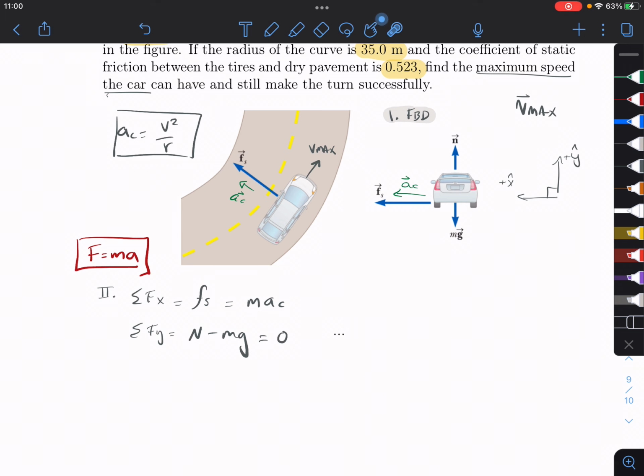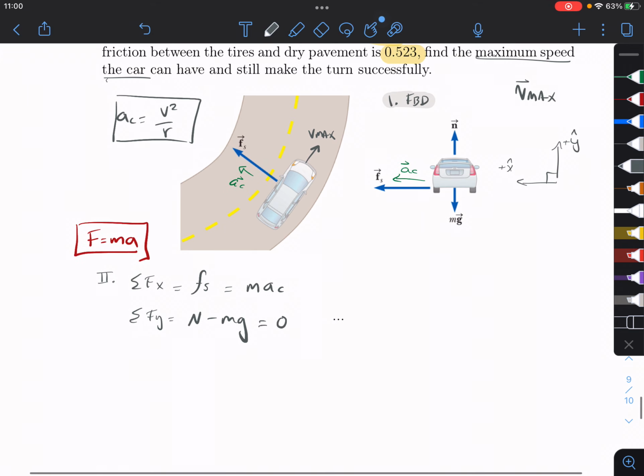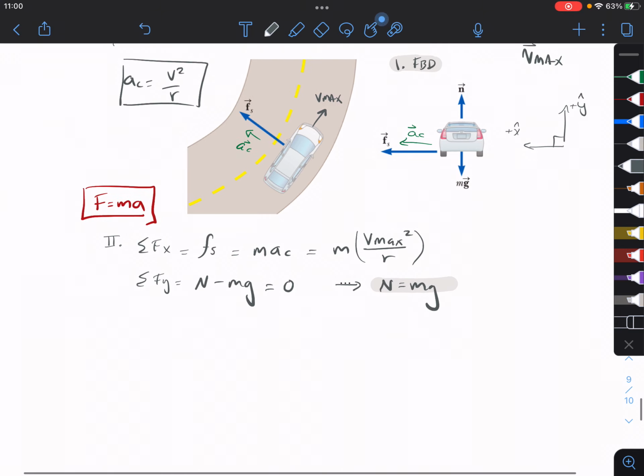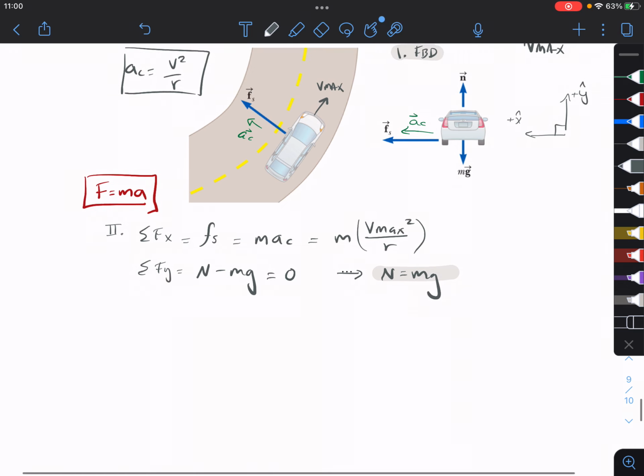We're going to stay at the same height the whole time. So N is equal to mg in this case. Now for this one, we're going to plug this one in. So we're going to say V max squared over r. This V max is a linear velocity. So centripetal acceleration is equal to the linear velocity squared over r. Cool. So now let's rearrange some things.